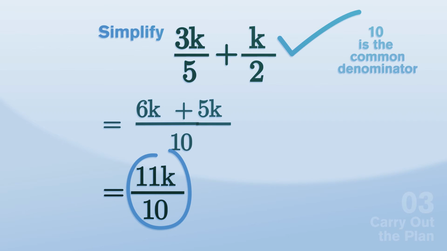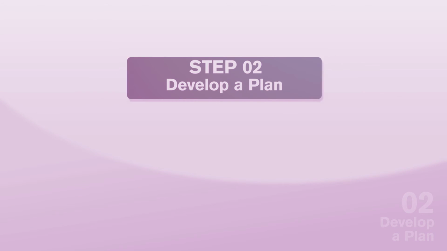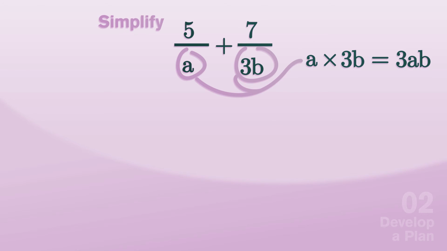Let's have another example. What about if the letters are on the bottom? Well, it's the same thing. Let's try simplifying 5 on a plus 7 on 3b. We need a denominator that both a and 3b go into. Well, we can just multiply both of them together and get 3ab. In fact, if you are struggling to find a common denominator, multiplying the denominators together will always work.